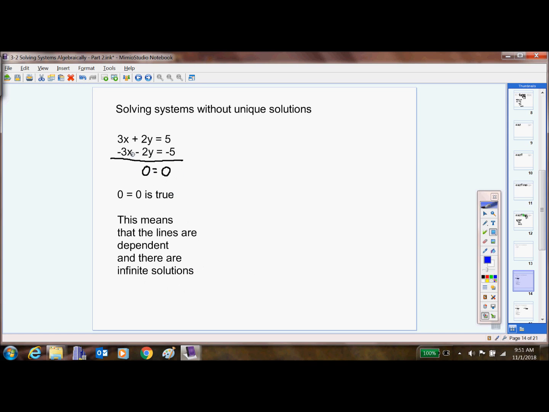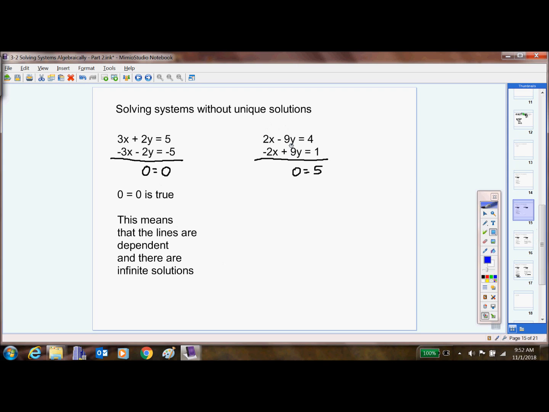So if you solve down and you get everything eliminates and you get 0 equals 0, which happens to be true, the lines are dependent. Here's a word that we talked about yesterday, and there are infinite solutions. So you'll need to make sure that that is in your notes. And I want to look at what happens with something similar. I'm not taking away from this slide, just adding.